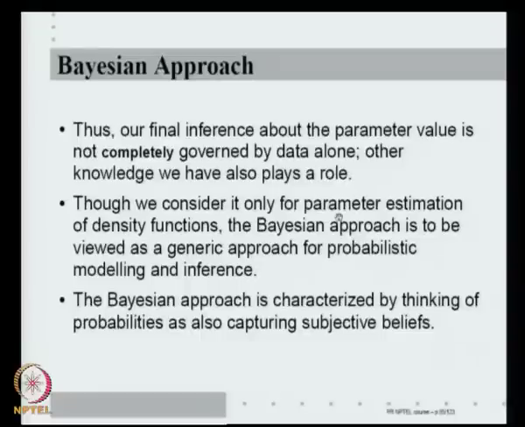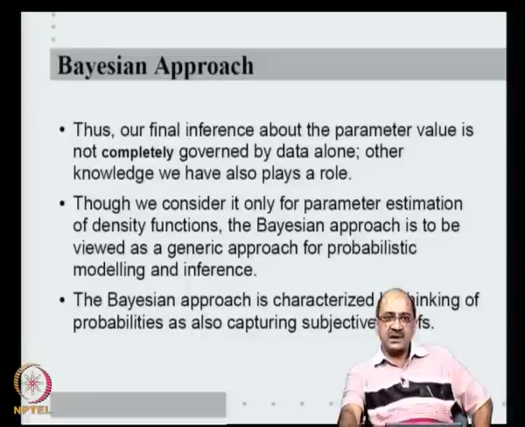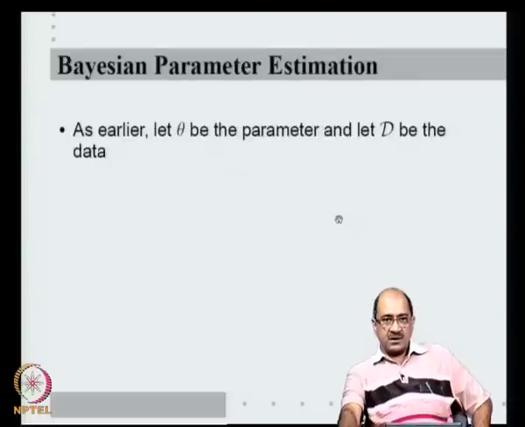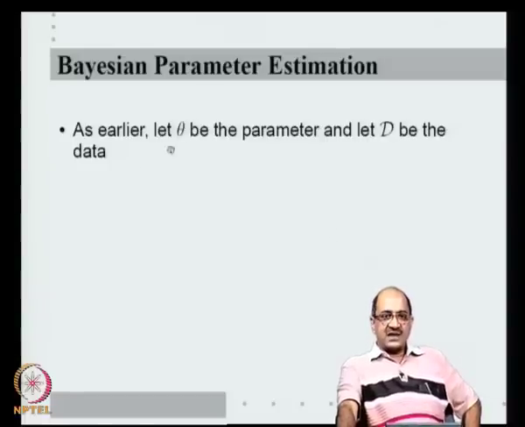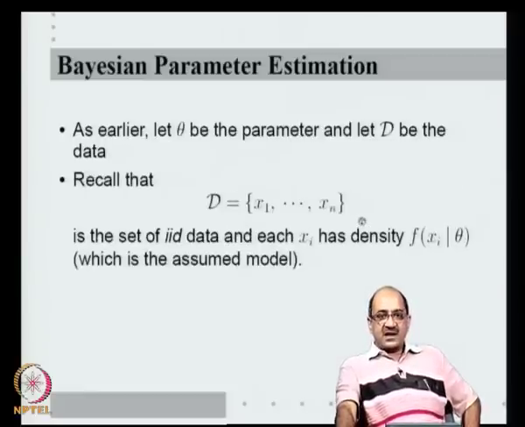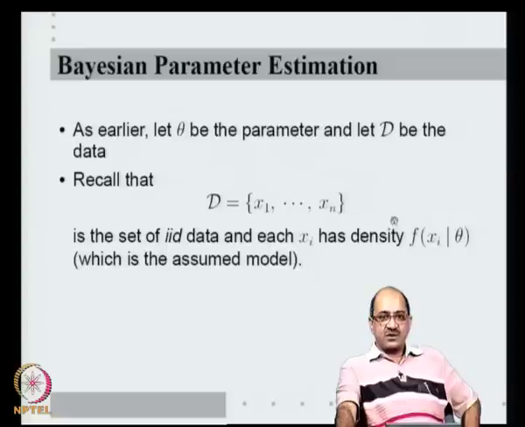So, coming back, this makes sure that our final inference is not blindly only about data, but also depends on the prior density. Let us leave all the philosophy behind and come back to the parameter estimation problem. As earlier, let theta be the parameters that we need to estimate and script D be the data. Data as usual is n IID realizations x1 to xn, and each xi has density f(xi | theta). f(x | theta) is the assumed density model.